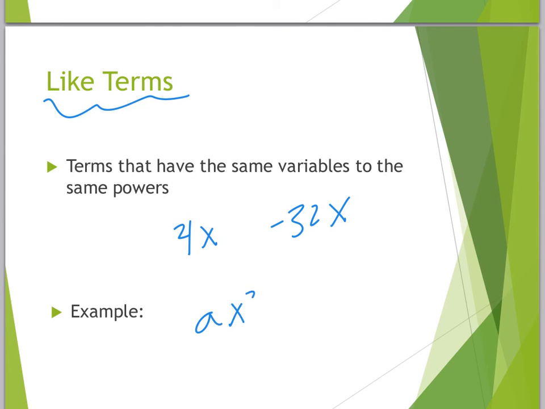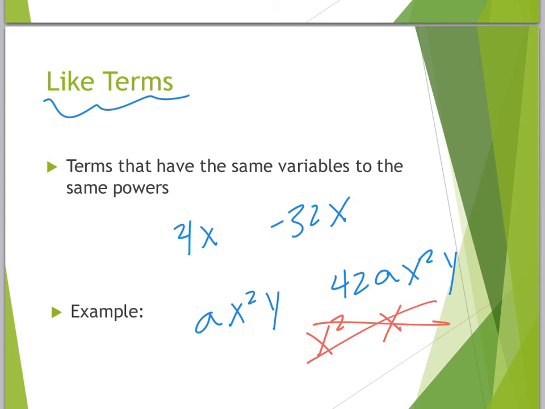A x squared y and, let's say, 42 a x squared y are like terms. Same variables, same powers. I'll tell you what's not like terms. If I have x squared and x, not like terms. If I have a squared b and ab squared, not like terms. Same variables, but the powers are different. Really important to remember that.